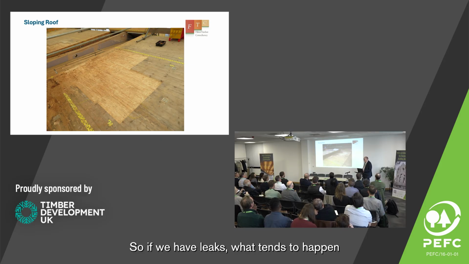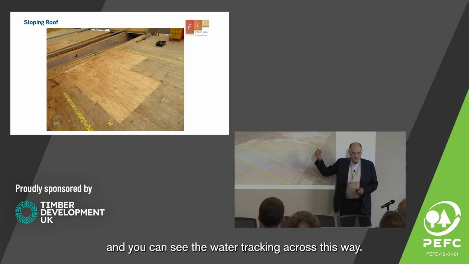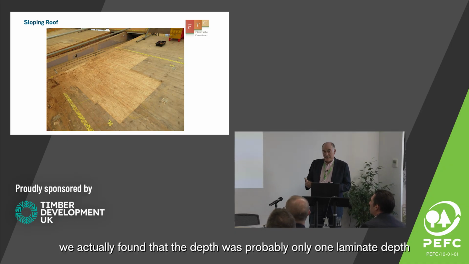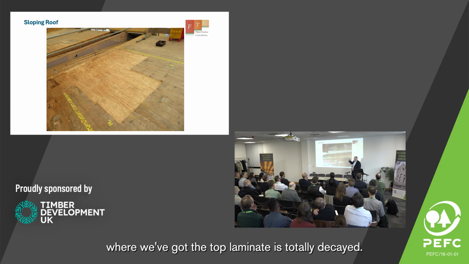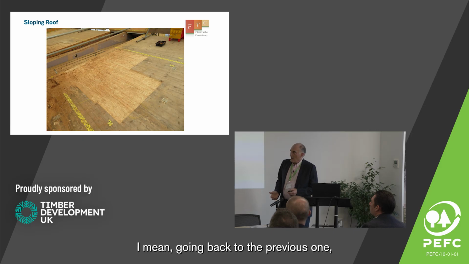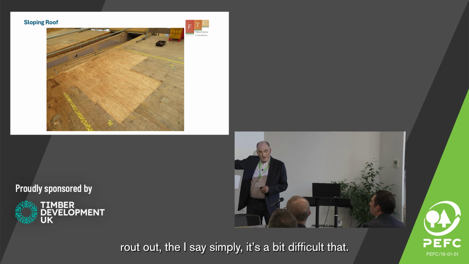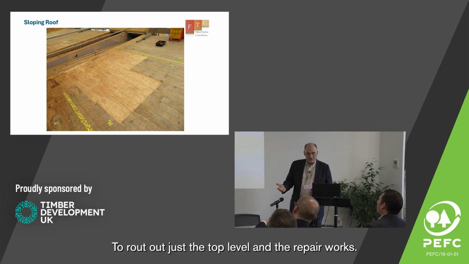So if we have leaks, what tends to happen is, an example of a school where we had lots of leaks, and you can see the water's tracking across this way. But when we looked at it, we actually found that the depth was probably only one laminate depth. Underneath, we couldn't see a thing. What we technically see is where the top laminate is totally decayed, but the second and third might be okay. It depends how long it's been wet for. And going back to the previous one, when they did some repair works, we were able to simply route out, I say simply, it's a bit difficult to route out just the top level and do repair works.